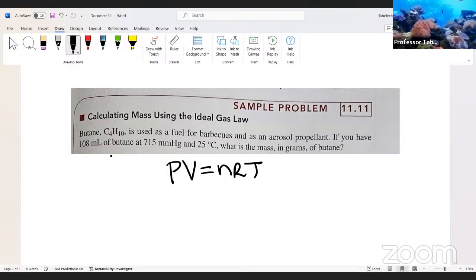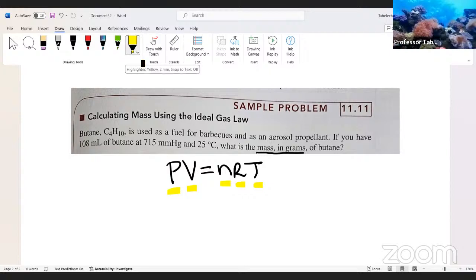The thing is, they want to know the answer in mass. But when I say mass in grams, here's the thing. Which one of these variables here is associated with mass? It is your moles, okay?